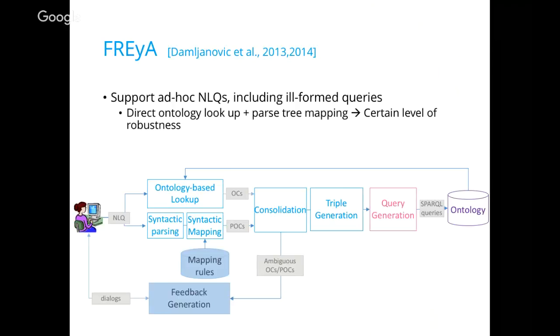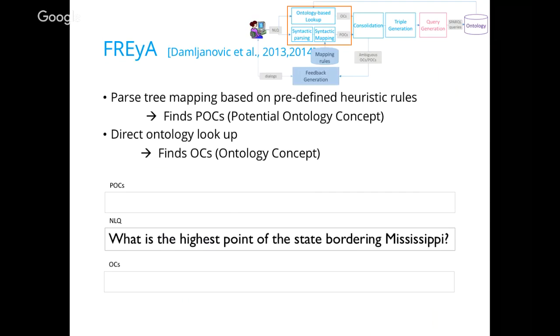Because it utilizes both direct ontology lookup as well as parse tree mapping, this particular system is able to handle the case where your query is ill-formed, so even if you are asking a keyword query, the ontology-based lookup may still give you some useful information. It may still be able to handle it, but there is no guarantee on when or how it can be handled. So, moving on to the next slide.